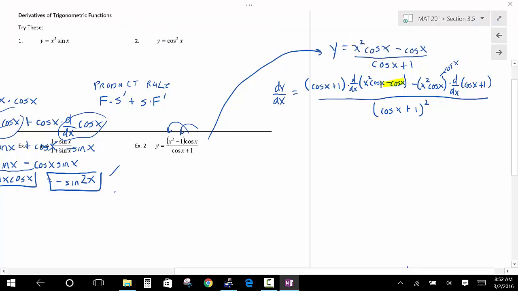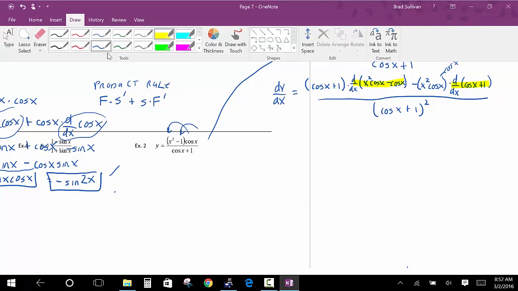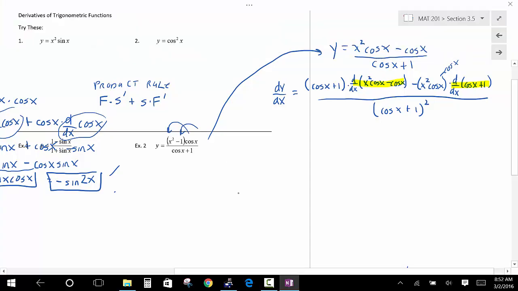Now we're going to do a couple of derivatives. We're going to do that derivative, and we're going to do that derivative. Then we're going to have a whole bunch of cleaning up to do on a problem like this. Let's bring this down: we're going to have cosine x plus 1. Now, when we do this derivative that I highlighted, the derivative of x squared cosine x, you have to use the product rule. There's two things being multiplied, so you have to do the product rule.